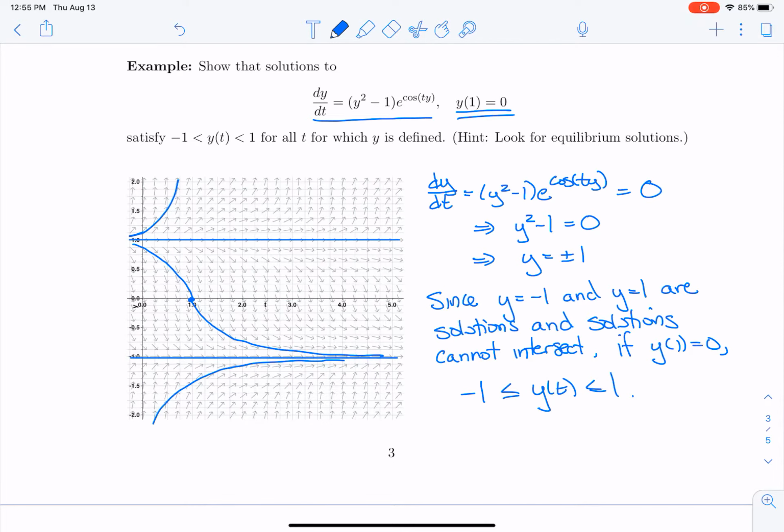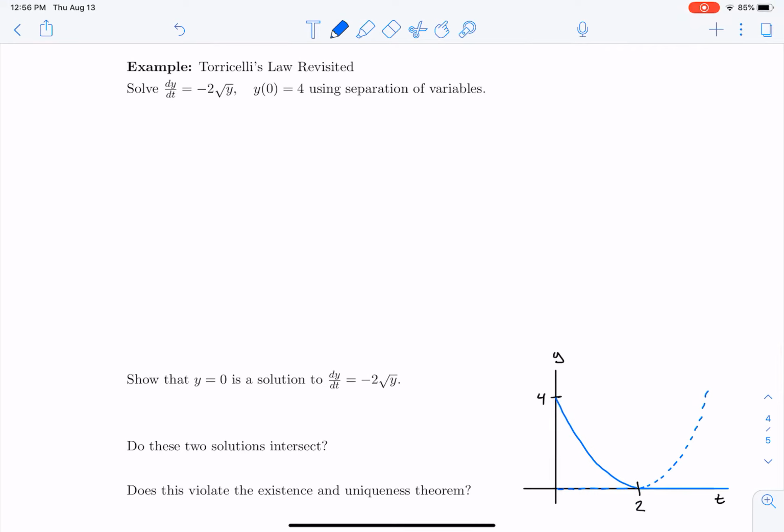Okay, let's move on to one more example. Let's go back to Torricelli's law, which we talked about in the last lecture. We were draining water from a bucket, and the differential equation that describes that is dy/dt equals minus 2 square root of y. And we'll start with an initial condition that y of 0 equals 4.